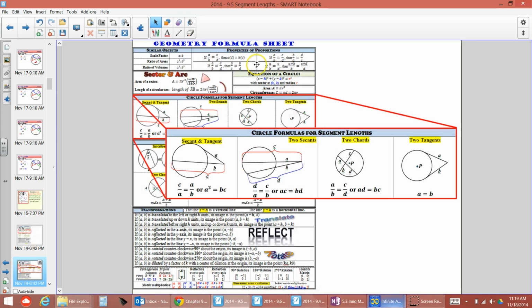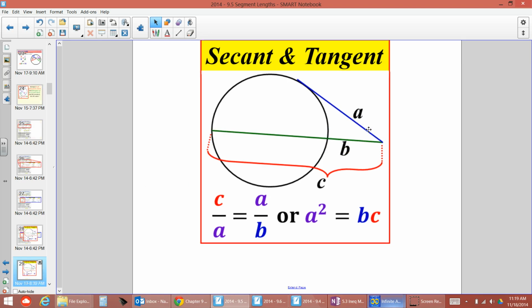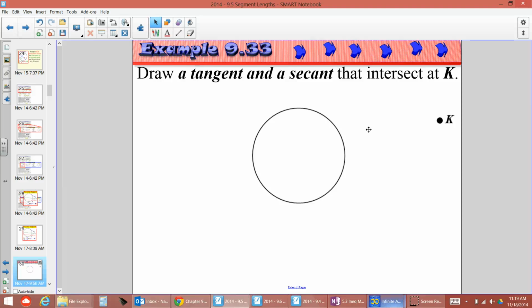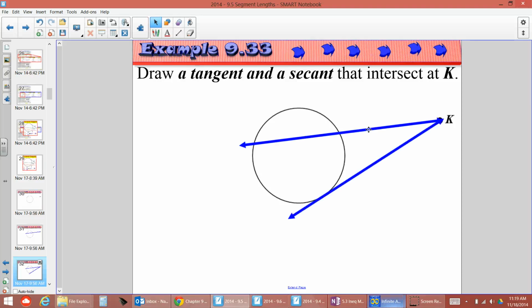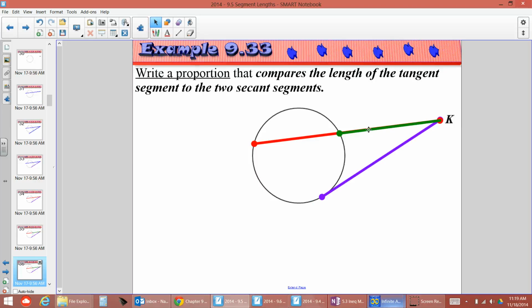All right. If we look at it as a secant and a tangent, we have to set up a different kind of ratio. If we take the whole length of the secant and put it over top of one tangent, then we take that tangent and put it over top of this portion of the secant, then we end up with a good ratio. When we cross multiply this, we get A squared is equal to BC. Now draw a tangent and a secant. Label the tangent segments as individual pieces.